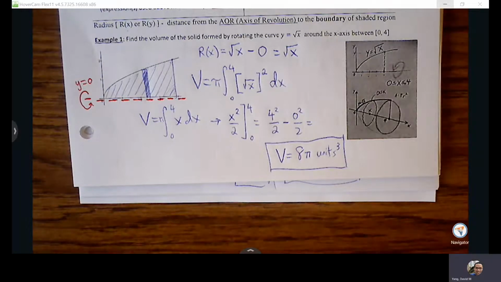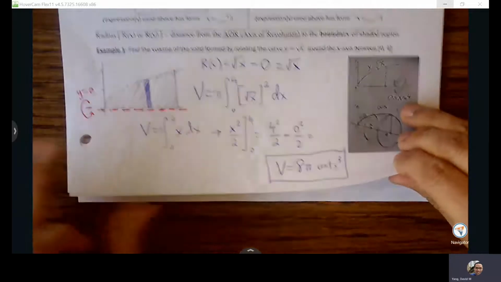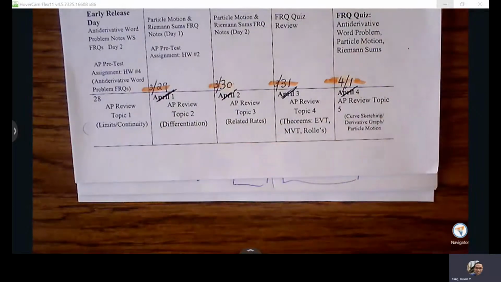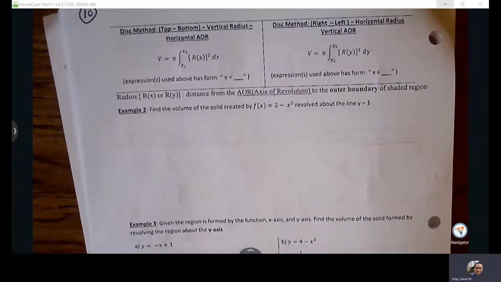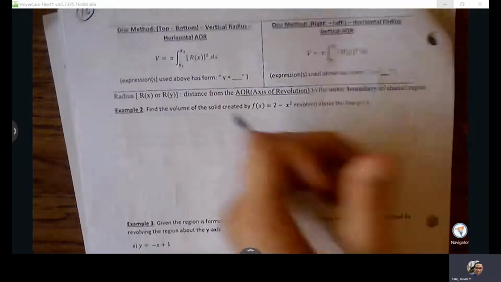Okay, let's do another top minus bottom to get more comfortable with it, and then we can maybe explore the right minus left. Okay, so back page. I put the formulas at the top for easy reference. Let's look at number 2. Find the volume of the solid created by f of x equals 2 minus x squared.